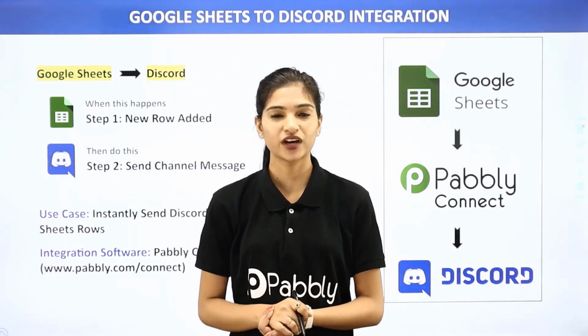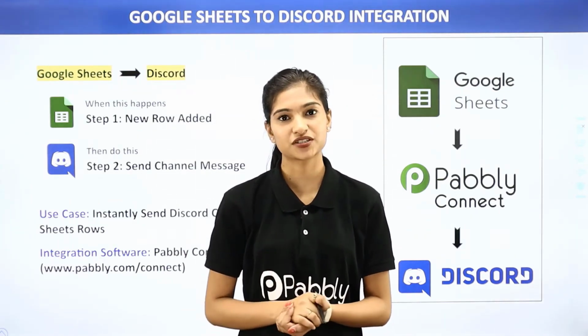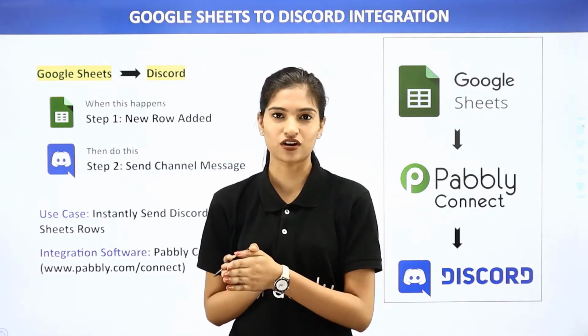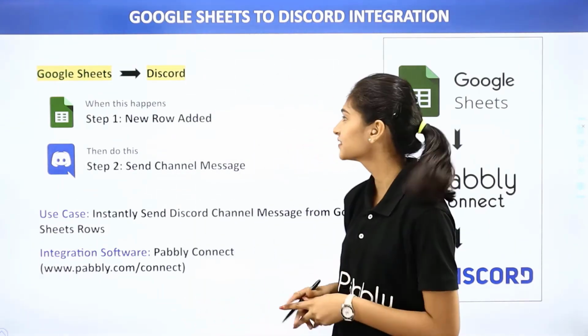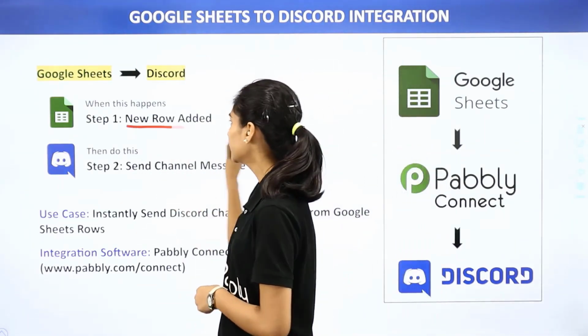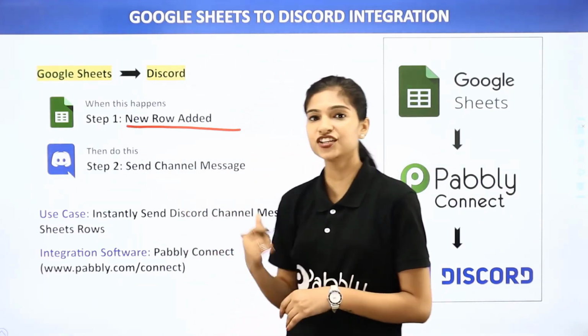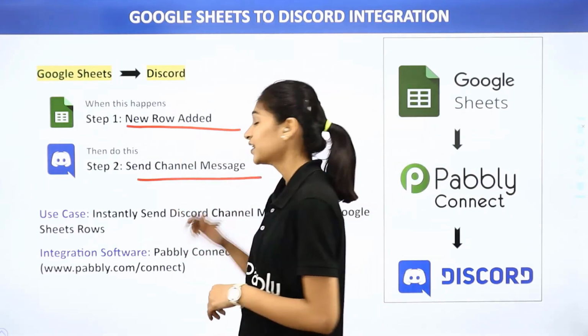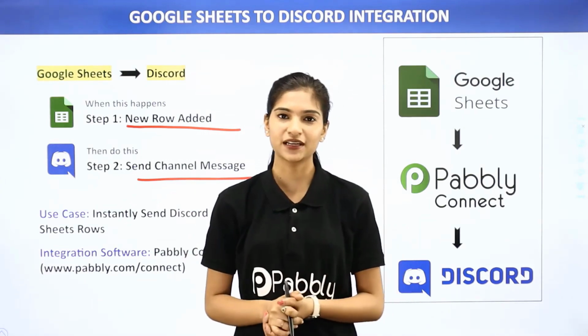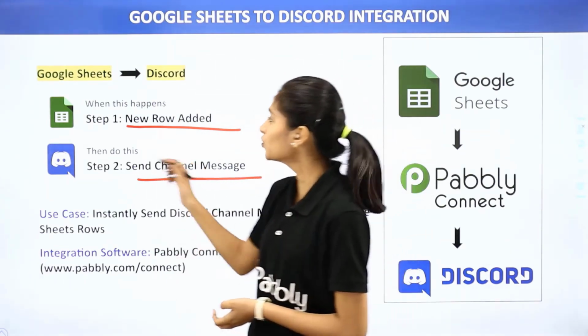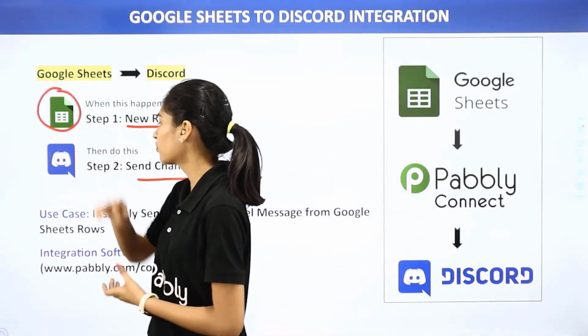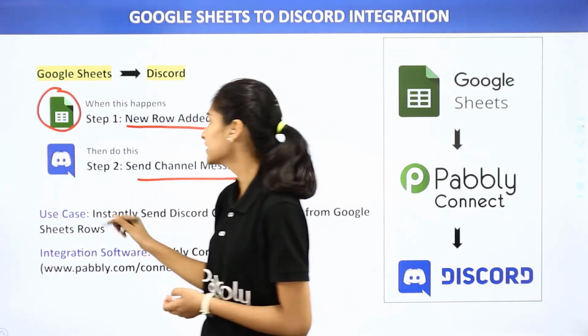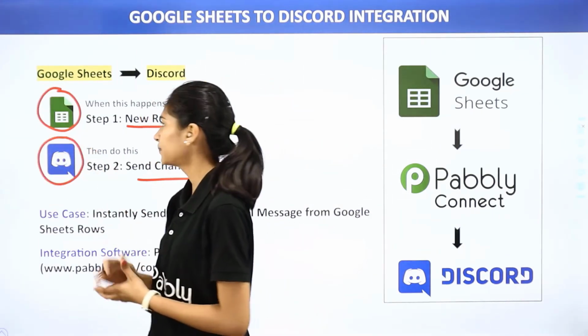Today in this video, we are going to integrate two software applications, Google Sheets and Discord. So the use case here is, whenever a new row is added in Google Sheets, automatically send a channel message in Discord. Now let us know what these two software applications are all about. Google Sheets is an online spreadsheet program, whereas Discord is an online chat and communication platform.